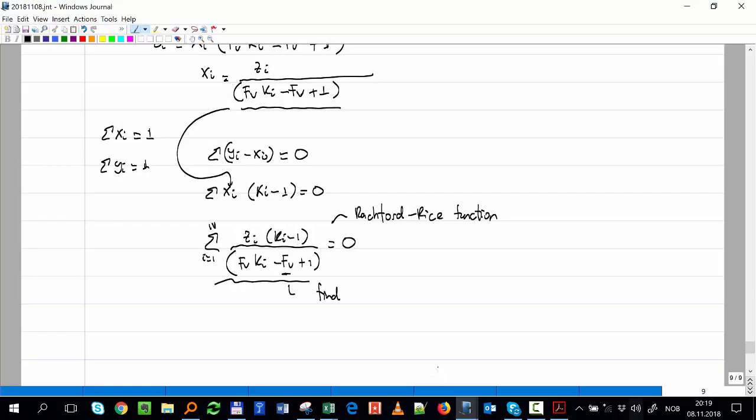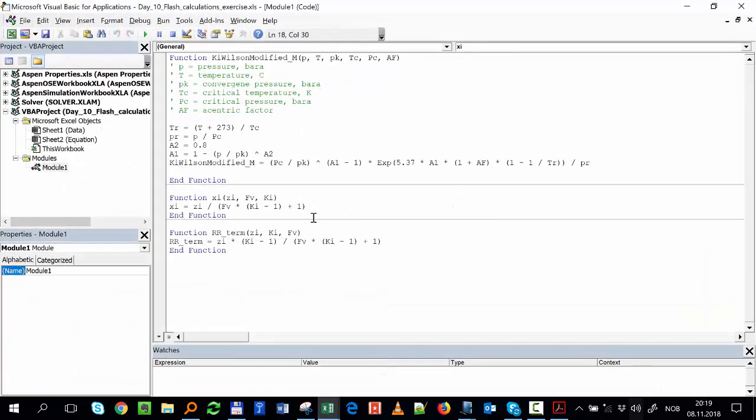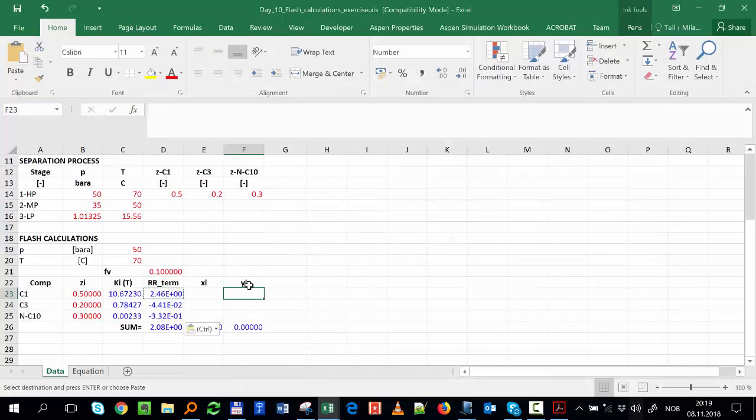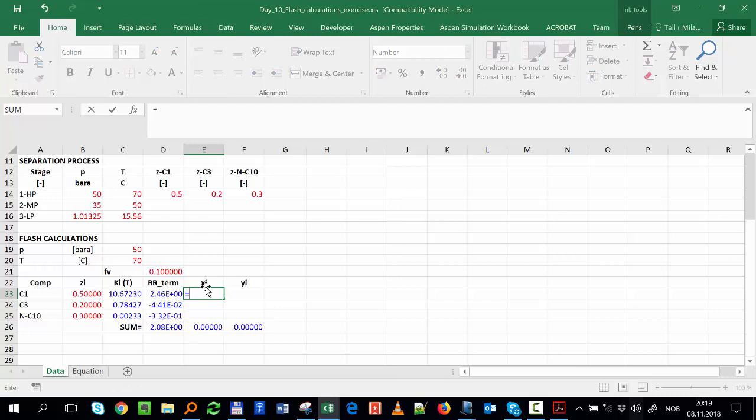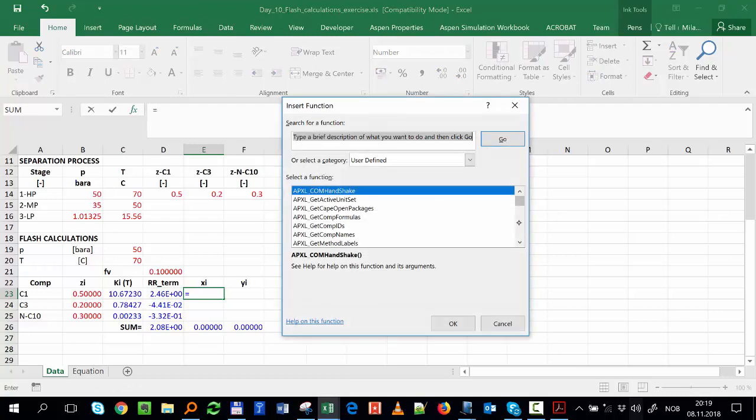Well, Xi, we can calculate from this equation, if we have the FB, and that equation is programmed for you here. And Yi, how do I calculate Yi? It's a relation. Ki is Yi divided by Xi. So I just multiply Ki times Xi. Okay, so let's fill first Xi. Function, we are using many functions here.